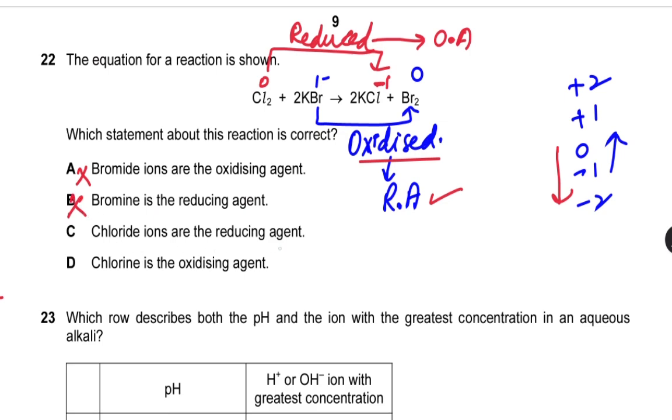Chloride ions are the reducing agent? No, it is reduced, and the chlorine molecule is the oxidizing agent. Again wrong. Chlorine is the oxidizing agent. Yes, this is the part. Chlorine is the oxidizing agent. This is the correct option.